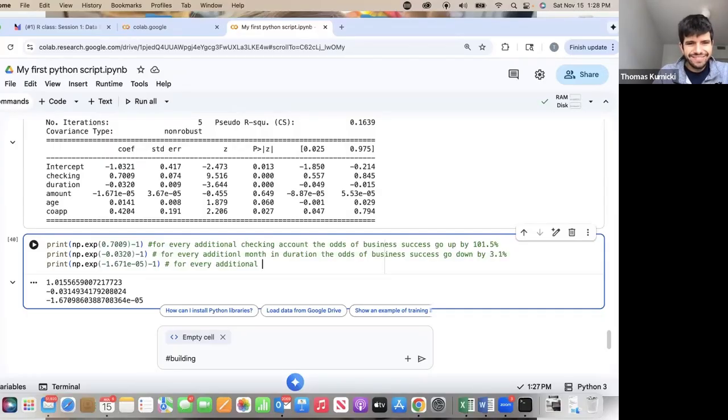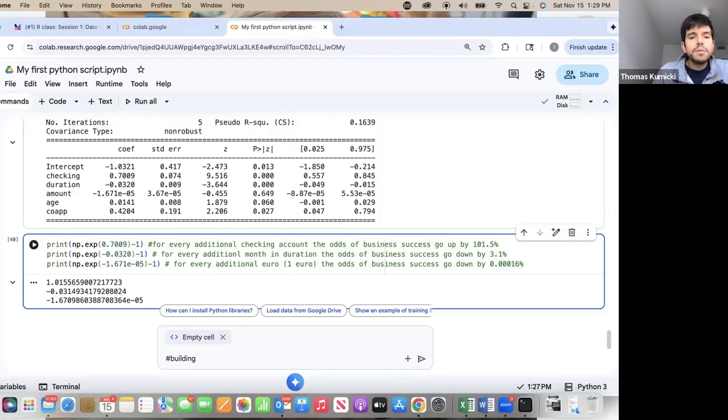Give it a shot. So for every additional euro, right? We are talking about euro. Good. And I'm going to say €1, right? The odds of business success go down by 167%. This is a tricky one because we have mathematical notation here. So this is a very, very small number. That's going to be 0.00016%. Very, very small number. The e to negative 5 moves your decimal place 5 times. Okay. I might have made too many zeros.